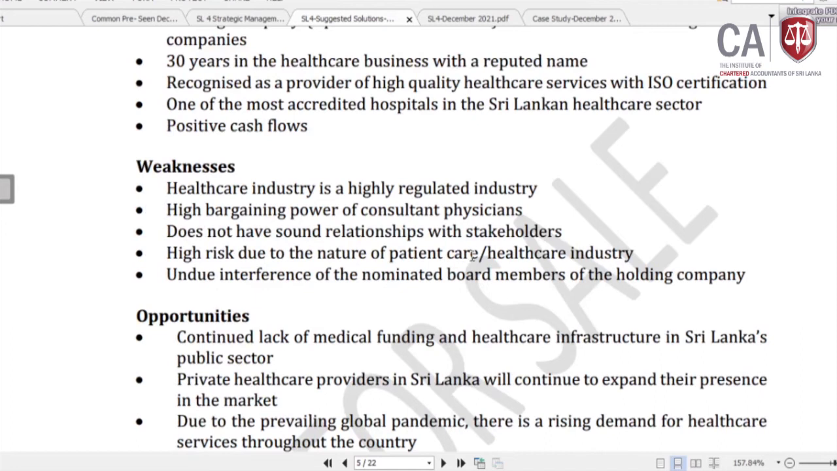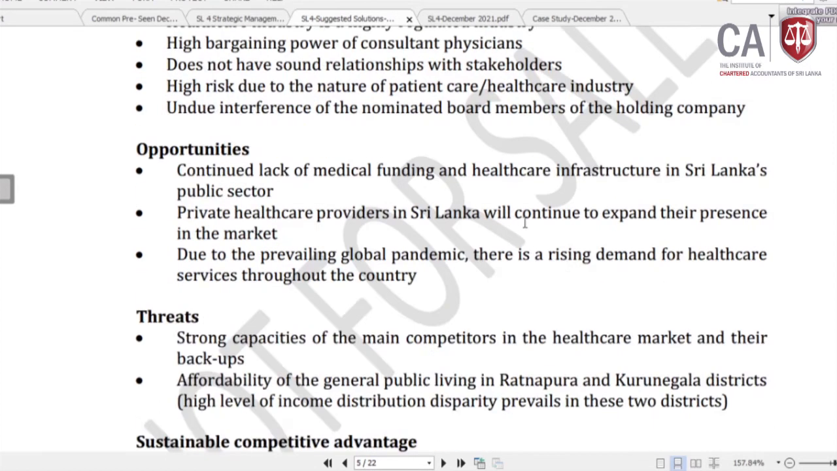Healthcare industry is a highly regulated industry. I don't think it's a weakness. It should be a threat actually, right? Second one, high bargaining power of consultant physicians. Yes, that should be a problem we are facing. Does not have sound relationship with stakeholders. Maybe there may be issues. High risk due to the nature of patient care in the healthcare industry. Undue influence of nominated board members of the holding company. Yes, that can happen. That should be a weakness. So, the examiner has identified a few weaknesses.